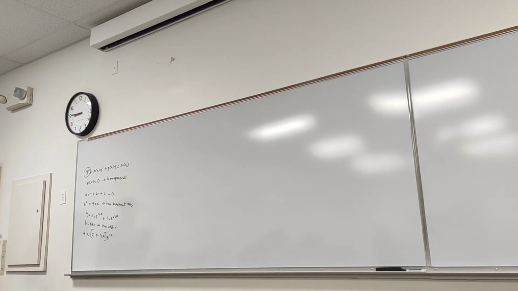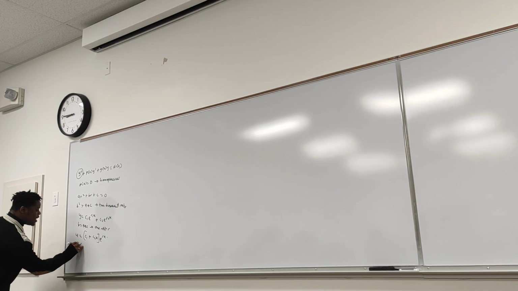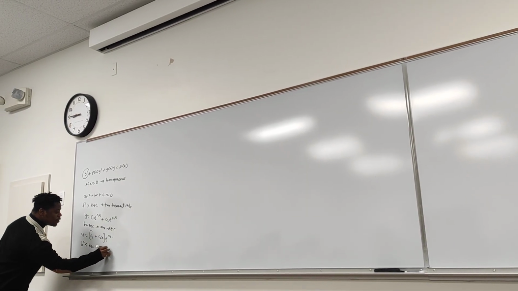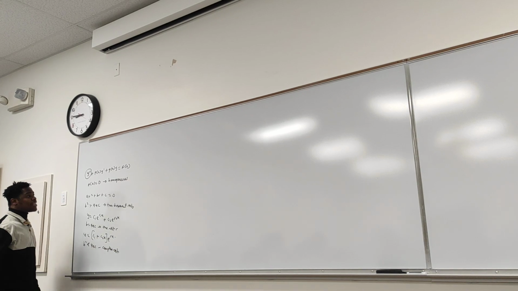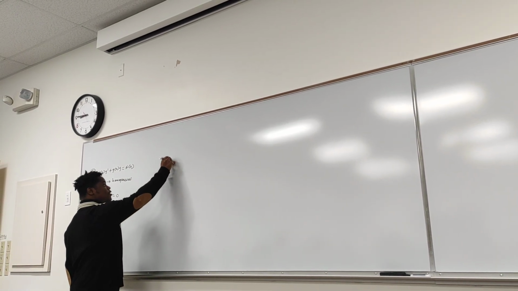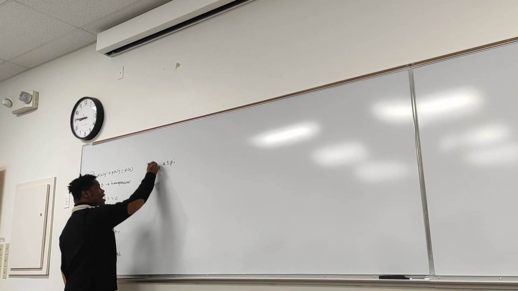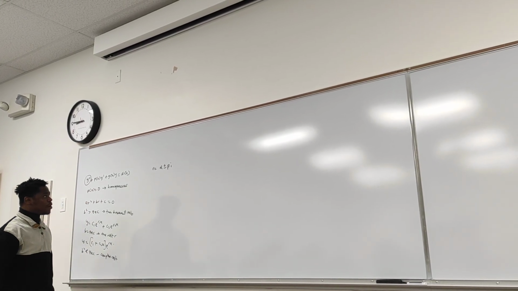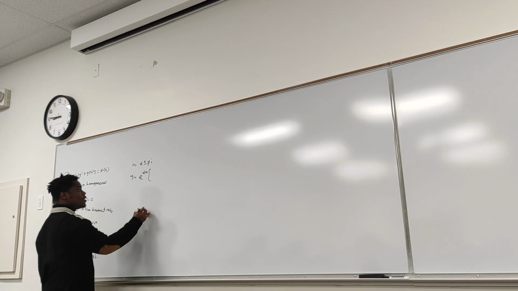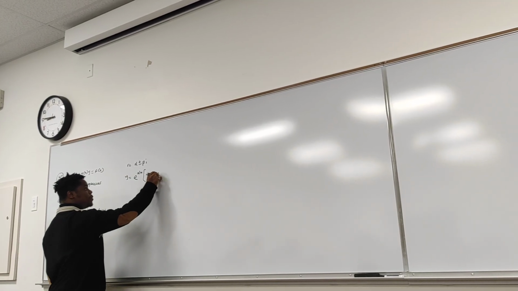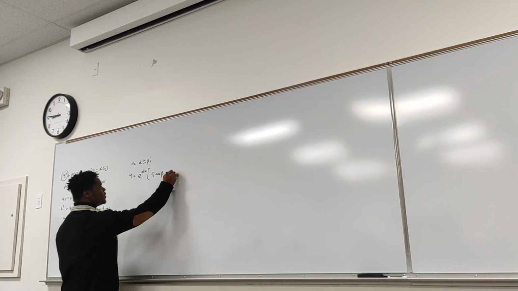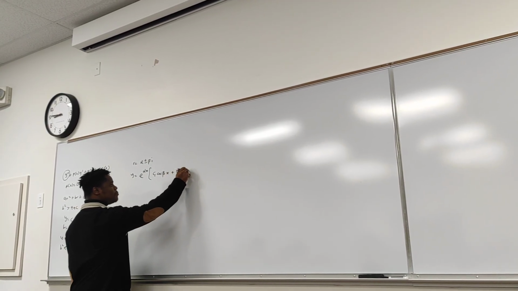And if b² is less than 4ac, you have complex roots. For complex roots, we said that our r is alpha plus or minus beta i. So our solution y would be e^(alpha x) (C1 cos beta x + C2 sin beta x).